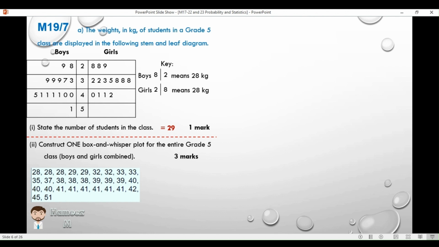We can easily tell the minimum value in the class in terms of weight is 28 and the maximum weight is 51. So we know two values to go in this box and whisker plot. We now need to figure out what is the median or the 50th percentile or the second quartile. So if we know we have 29 students as we got in part 1, and we want to find the middle of that when we put in ascending order, 29 divided by 2 is 14.5. So the 15th term will be the median.